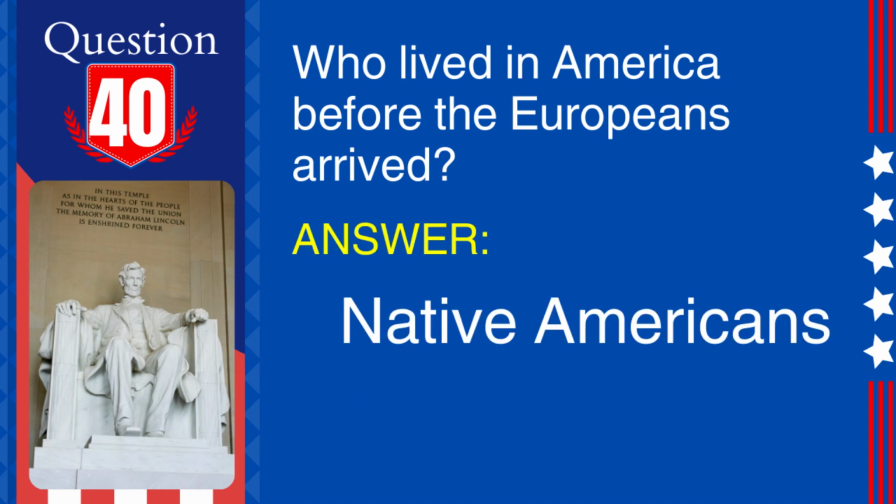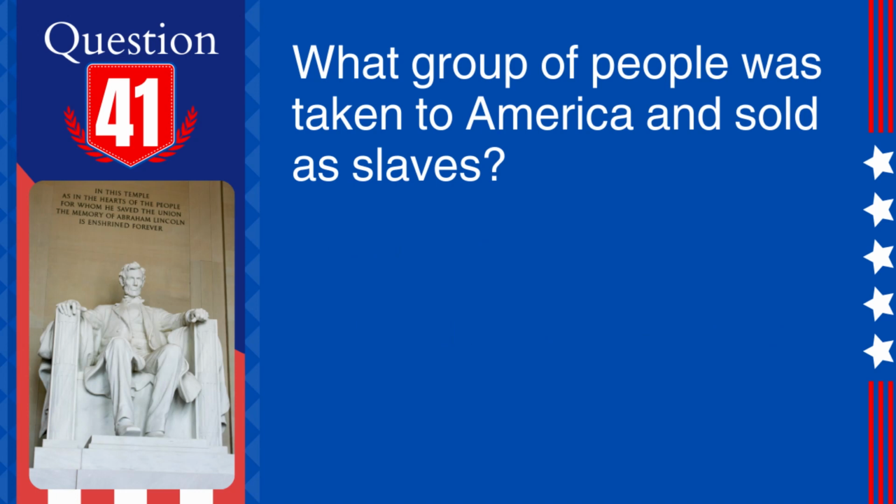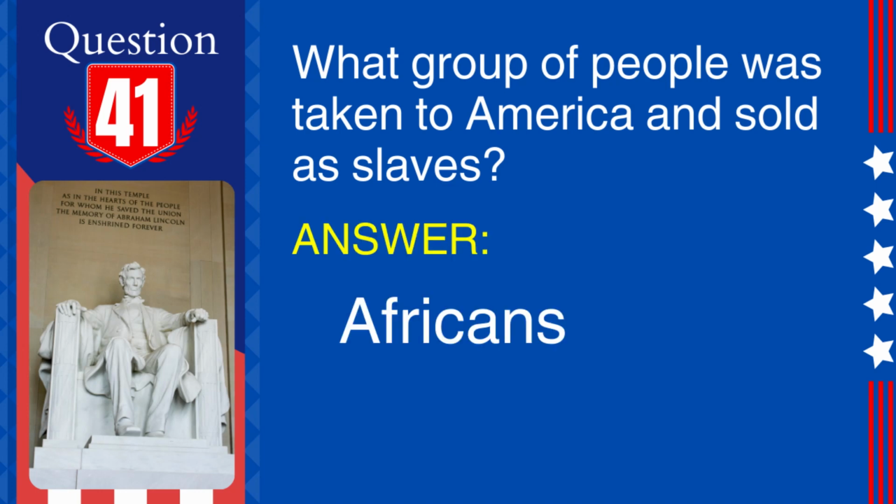Answer. Native Americans. Explanation. Various indigenous peoples, collectively known as Native Americans, inhabited the Americas for thousands of years before European colonization. 41. Question. What group of people was taken to America and sold as slaves? Answer. Africans. Explanation. Africans were forcibly brought to America and sold into slavery, significantly shaping the social and economic history of the United States, particularly in the southern states.